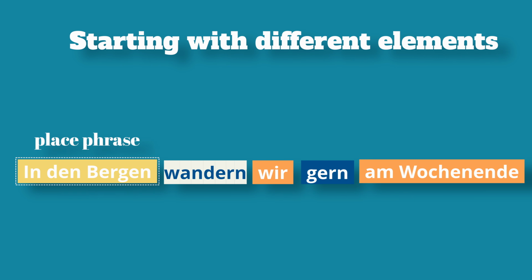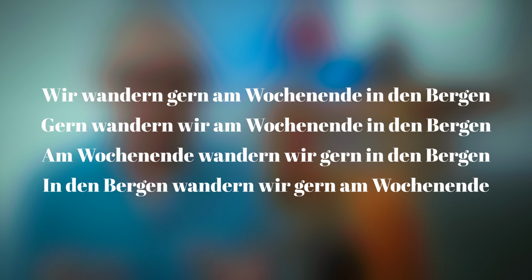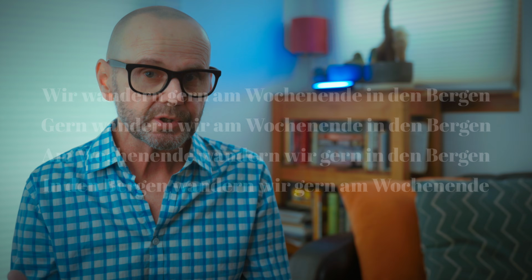With the place phrase first, the subject can't stay before the verb. It has to come after it, right next to the verb on the other side. Everything else stays in the same order. So you can vary your sentences quite a bit by just varying the first element. But of course, only if it makes sense to do so, if you're trying to emphasize a particular element.